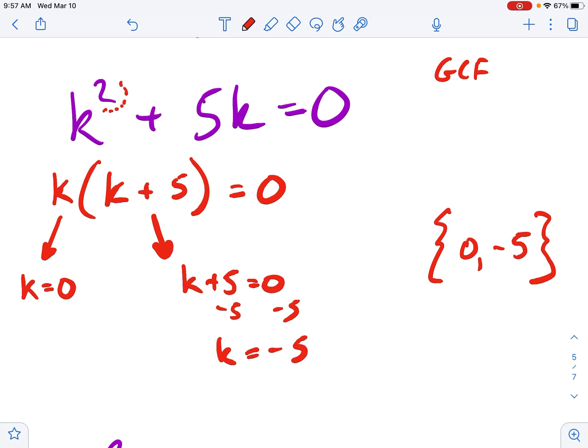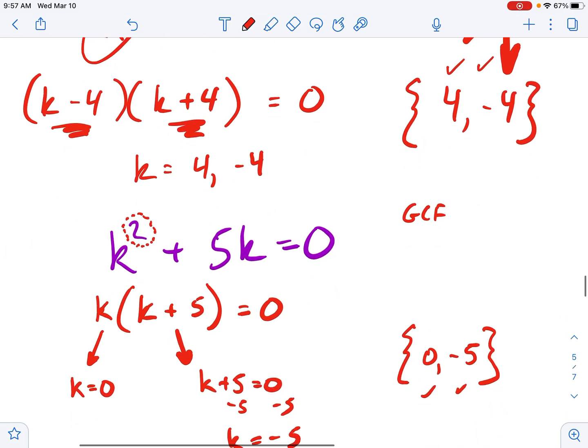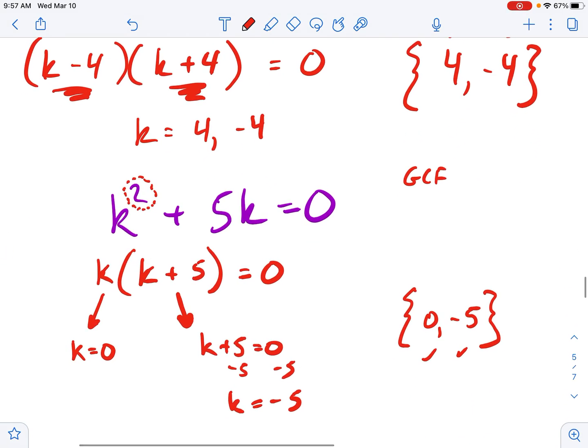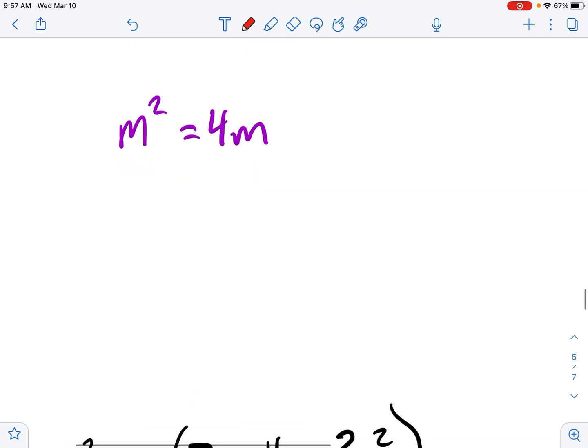One thing to notice, it's interesting, we have a second degree binomial here, and we get two solutions. We have a second degree binomial here, and we got two solutions. It's not always the case, but often the degree is a hint to the number of solutions.